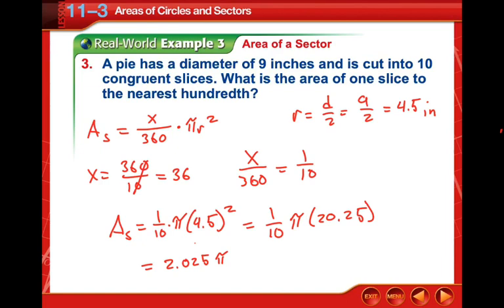Now this does tell us where to round, so we don't have to have this exact answer. This is the exact answer, but we don't need it. It does tell us where to round. So this is going to be about 6.36 square inches. That is it for these notes.